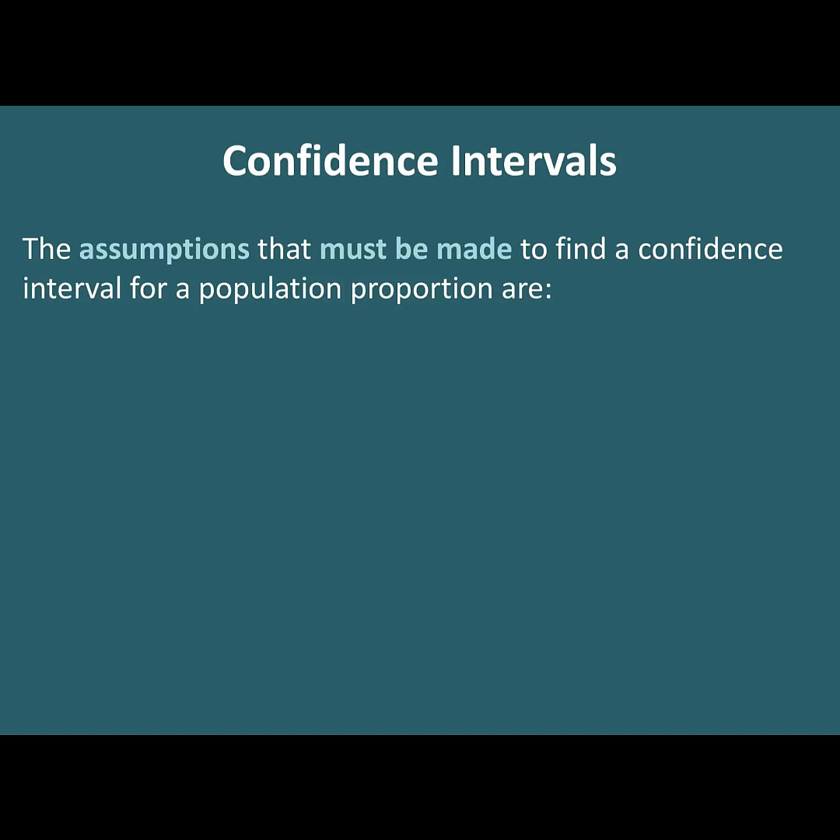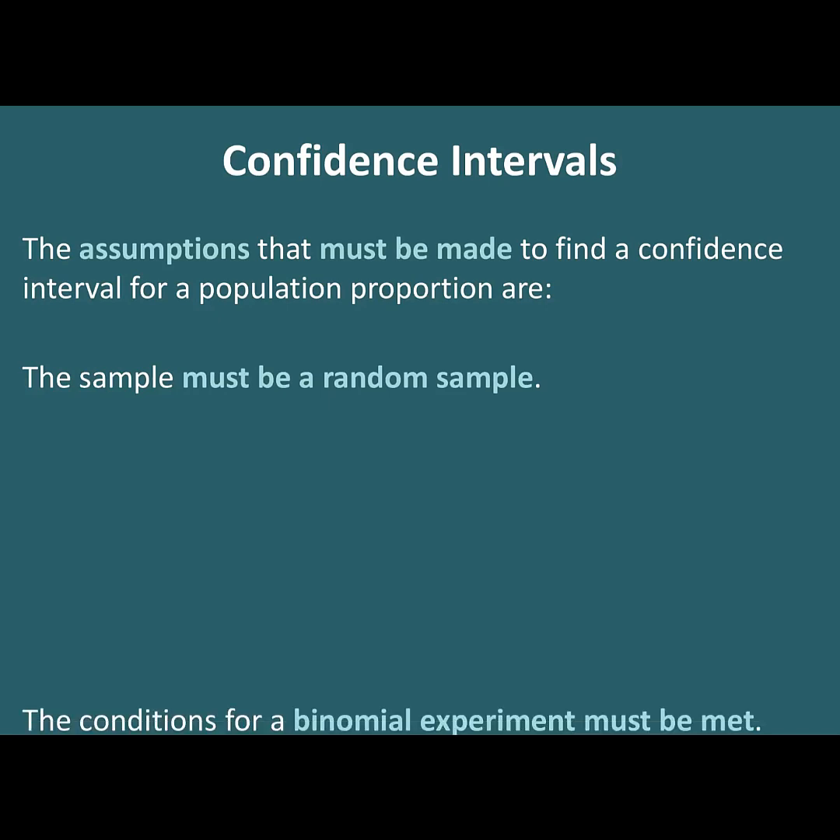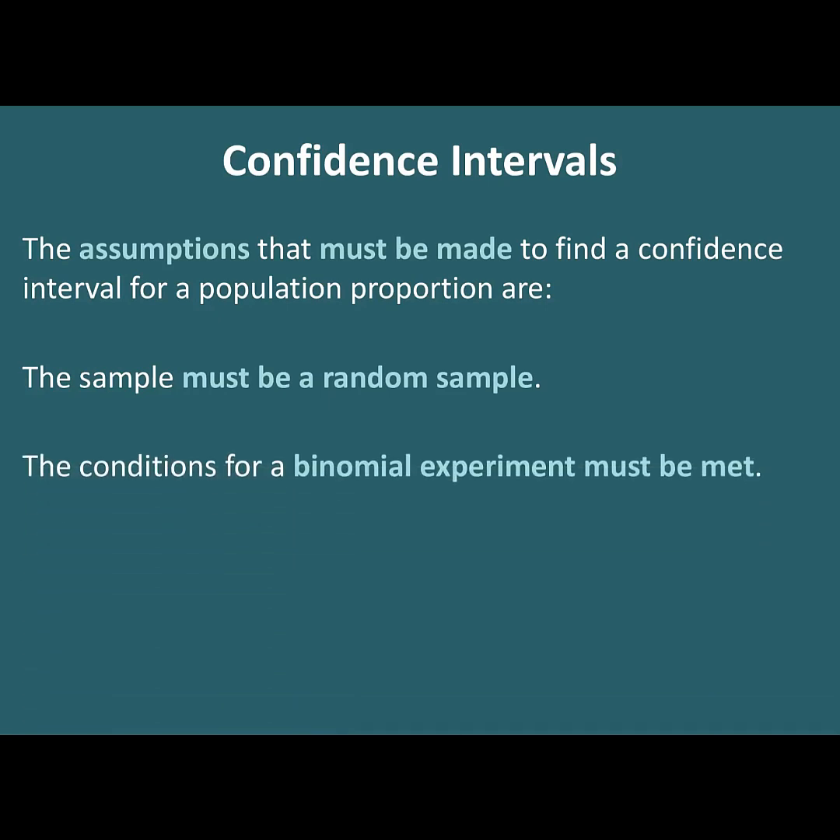Confidence intervals. The assumptions that must be made to find a confidence interval for a population proportion are as follows. First, the sample must be a random sample. Second, the conditions for a binomial experiment must be met. If it's been a while, it might be wise for you to go back and relearn some items concerning binomial experiments.